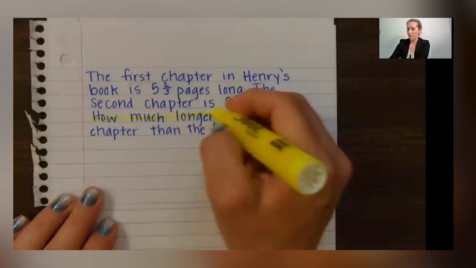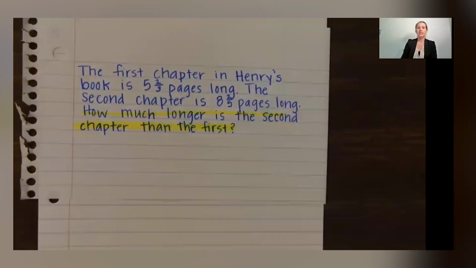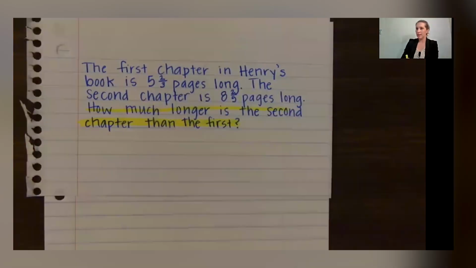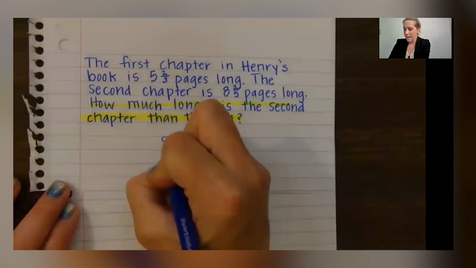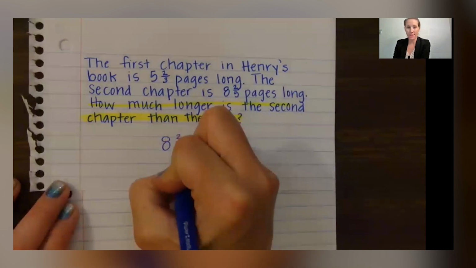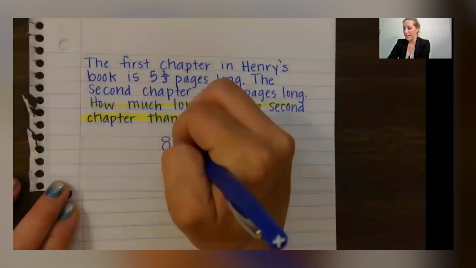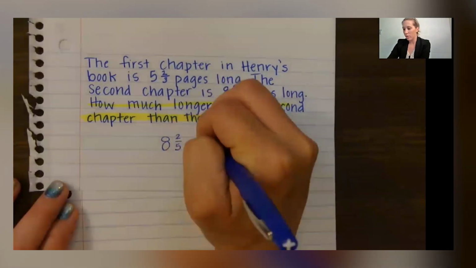Well done. Does that mean that we need to add these numbers together or subtract them? Subtract, right. If we add them, then we'd find how long the chapters were all together, but that's not what we're being asked to find. So we need to subtract them. So on your paper, write down this expression: 8 2/5 minus 5 2/3.